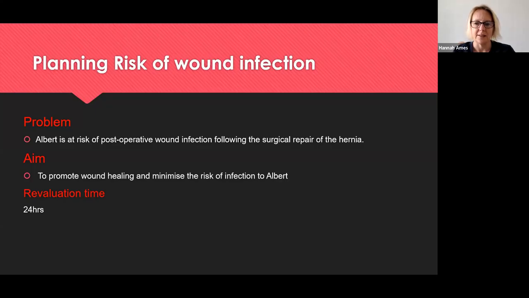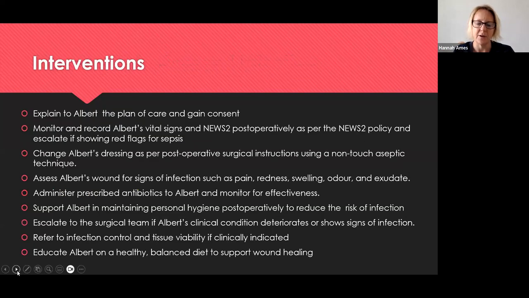Remember, with your wound healing, that's not going to be something that you want to be looking at and assessing every hour or so. We'd most probably be reviewing that wound at 24, even sometimes 48 hours, and just checking that there's no signs of infection. So we don't need a really tight reevaluation time frame in. We're unlikely to see any differences within those first few hours of theatre anyway. So intervention, so we obviously got our consent, so we need to explain to Albert the plan of care and gain consent.